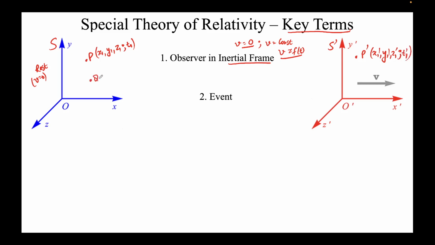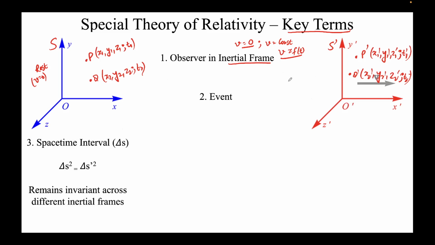Similarly, let's say there's another event Q, which is x2, y2, z2, and t2, and similarly it will be denoted as x2 prime, y2 prime, z2 prime, and t2 prime. So these are two independent events P and Q, which will be seen as P prime and Q prime by this observer O prime. So how are they related? I mean, is there any relation between these two events? Yes, there is. There is an entity called space-time interval which remains invariant across different inertial frames. This means if you calculate this entity delta S for this frame, this will be equal to the entity delta S prime for this frame.